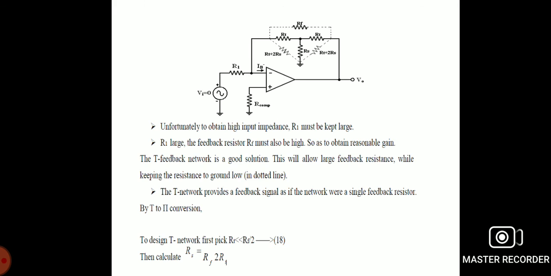So in this lecture we have discussed the AC characteristics and DC characteristics, and the characteristic parameters and equations of AC and DC. Thank you for watching this video.